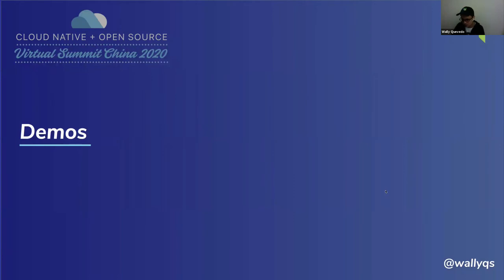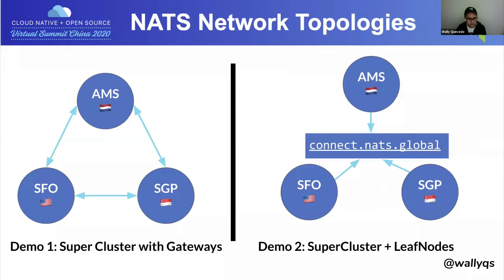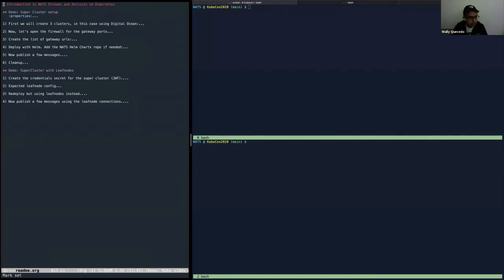So let's build that type of topology using Helm in Kubernetes. It's actually going to be two demos. One is going to be using gateway connections between San Francisco, Amsterdam, and Singapore. And in the second demo, we're going to create the same, but using a supercluster for communicating across regions. So you'll notice the difference between the configuration of these two deployments. So let's start with Helm.